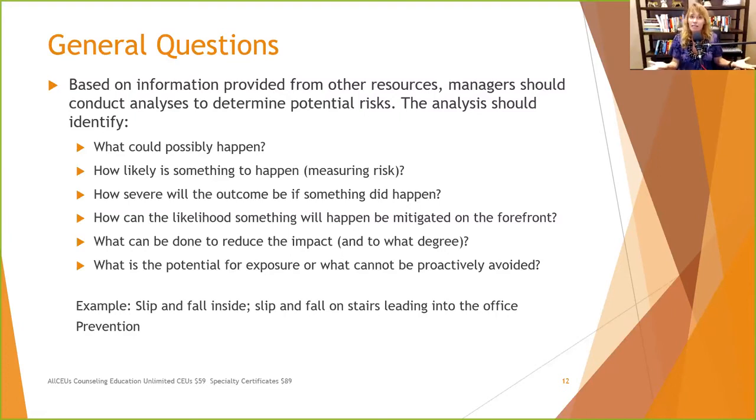If it's raining outside, mitigating liability means putting a wet floor sign out and potentially having rugs in front of the door so people can dry their feet as they walk in. That would be one way to mitigate slips and falls. It's not going to prevent them, but it's going to greatly reduce them. What can be done to reduce the impact of this problem and to what degree?